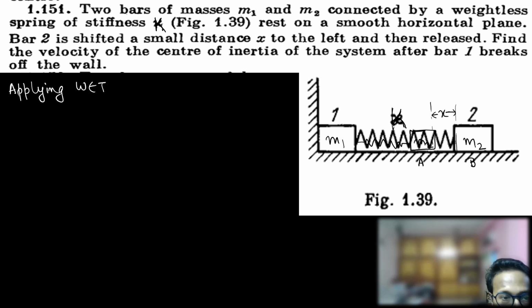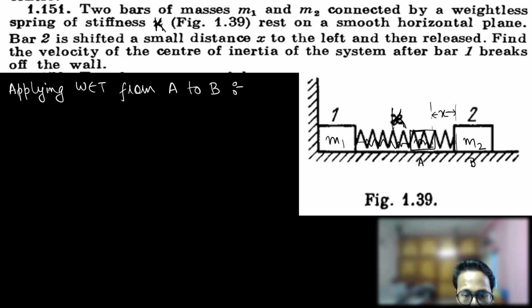from A to B. What is the velocity at A? After I stressed it, I kept it on hold, no? So velocity at A is equal to 0. And when it elongated, let the velocity of M2 be V. So when it reached back the position B, let the velocity of block M2 be V.